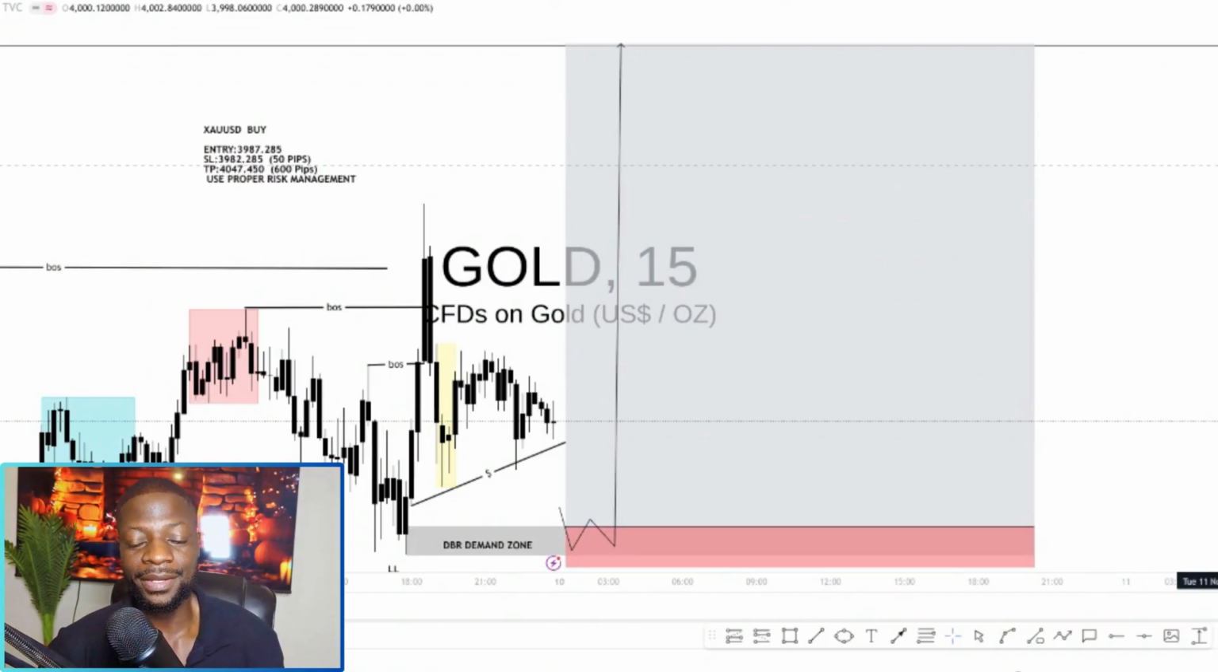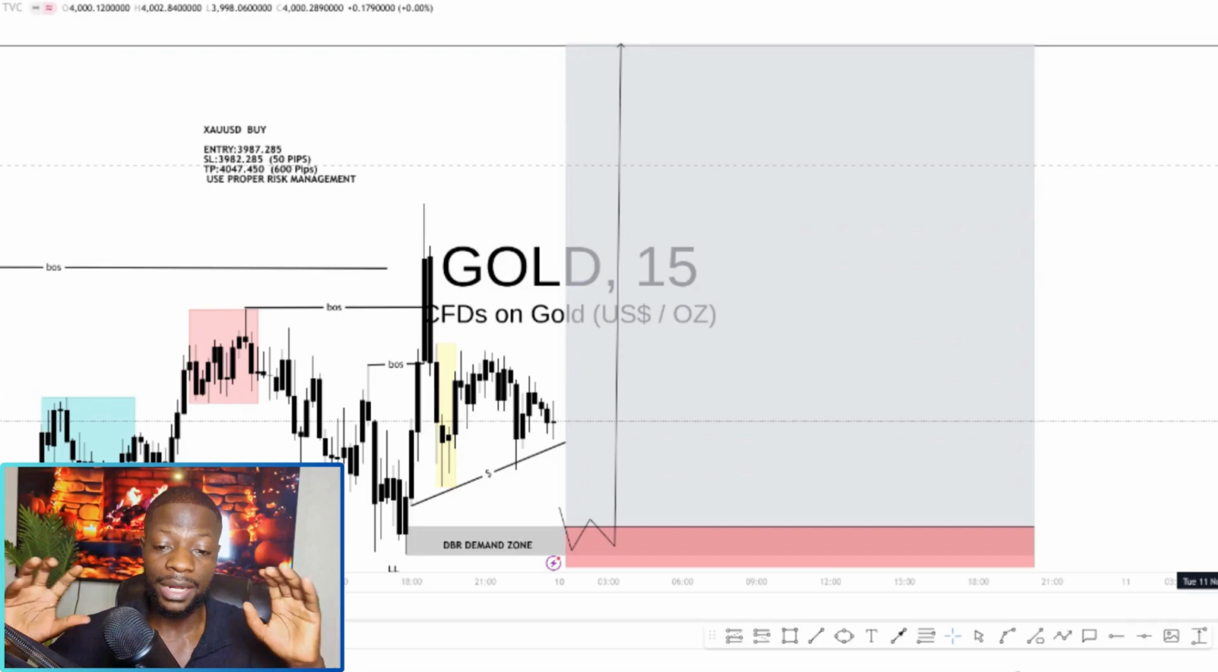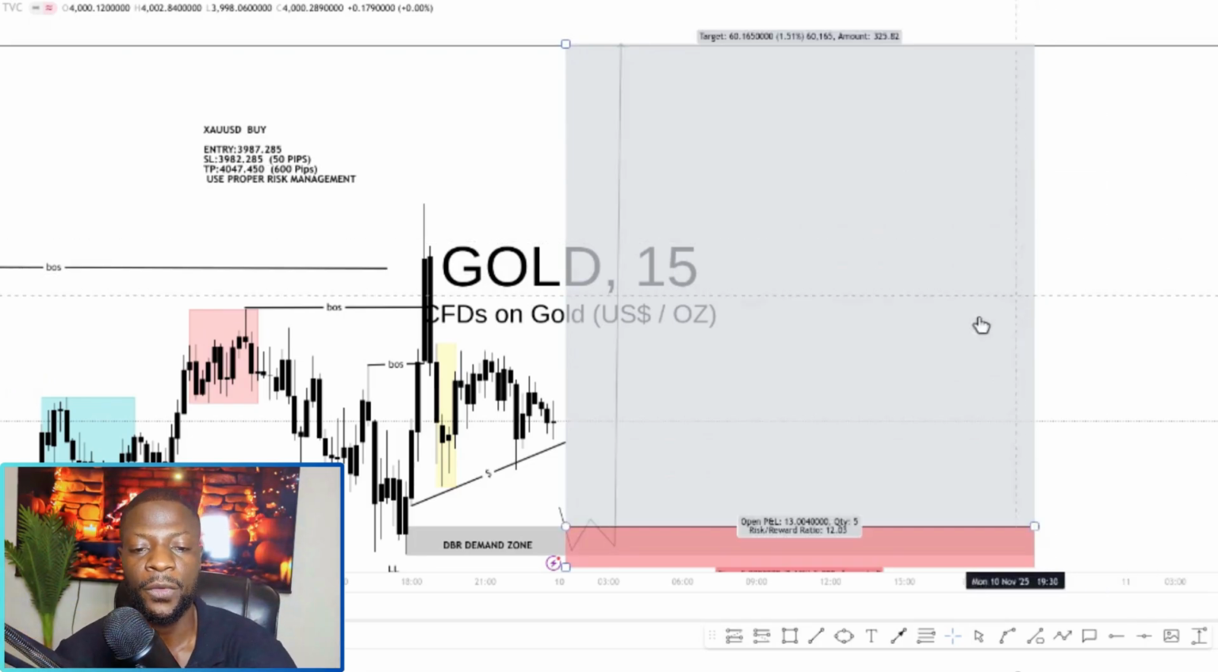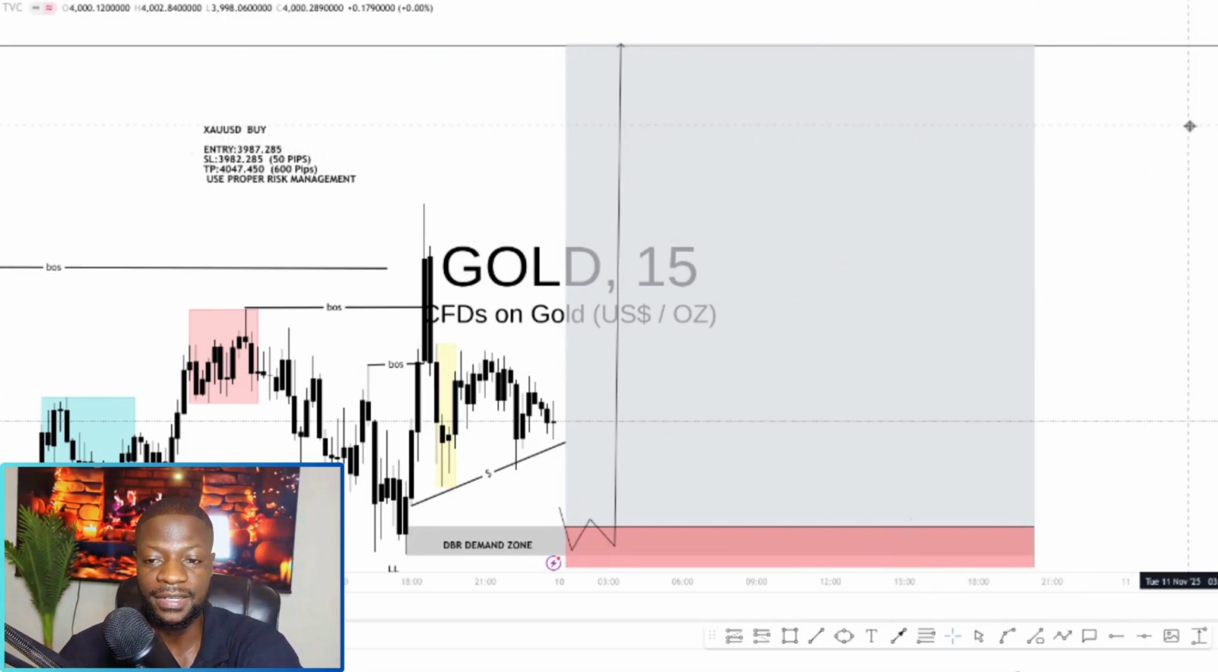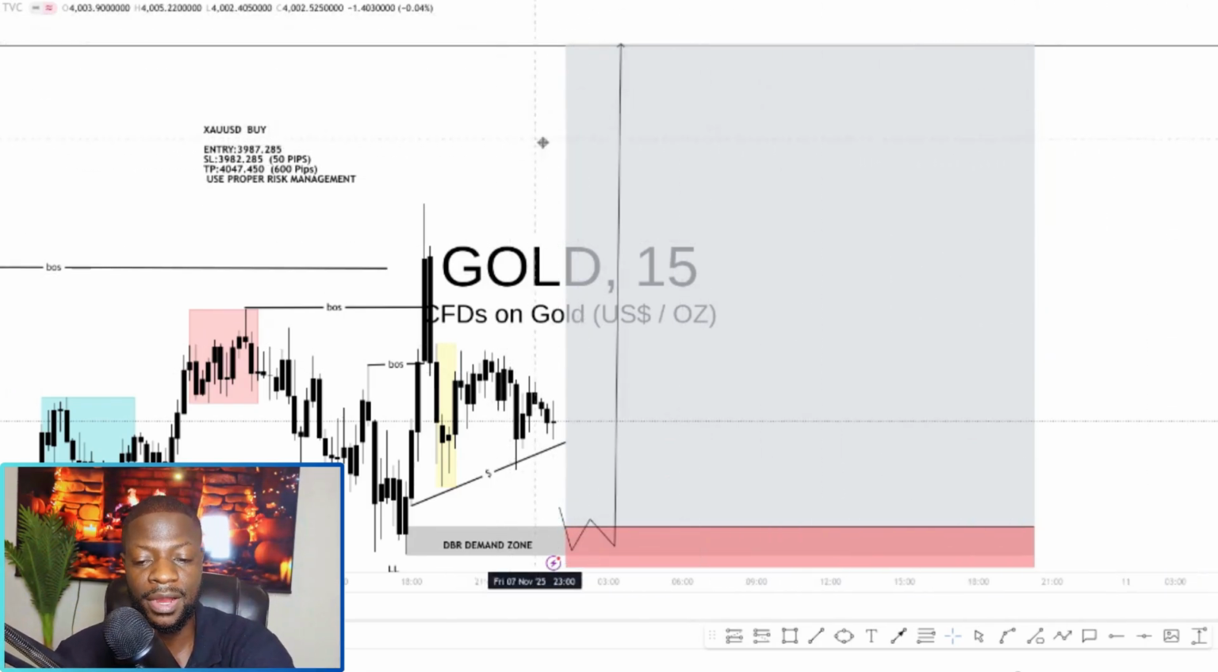Ladies and gentlemen, we have a very beautiful setup right here on XAUUSD gold, about a 1 to 12 risk reward ratio. Now let's do some top down analysis and actually find out how I came to this level right here. All right, so let's start from the higher time frame so that you can actually understand what is happening right now. Okay, before we go there, let me show you what I'm seeing right now.